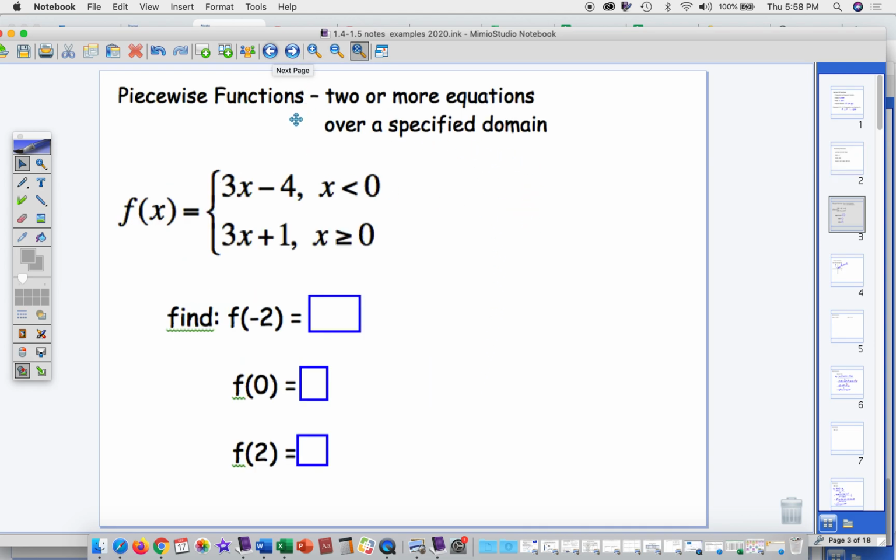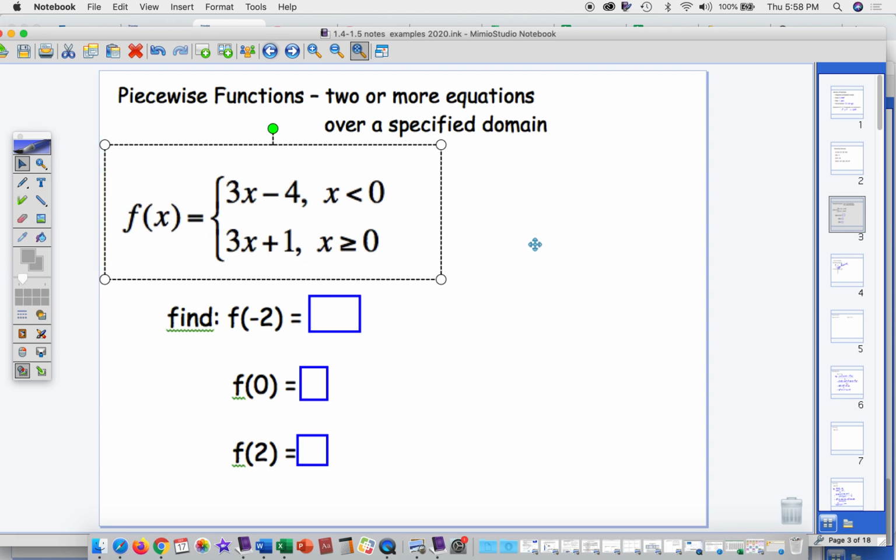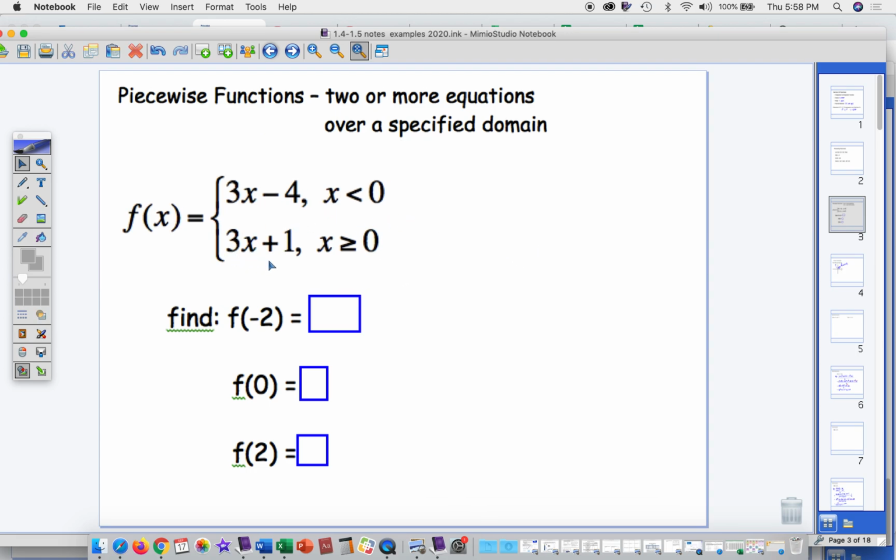Piecewise functions. You should have seen these in Algebra 2, right? They're created by two or more equations over a specified domain. So the first function is 3x minus 4, and the specified domain is where x is less than or equal to 0. The second function, 3x plus 1, is where x is greater than or equal to 0. So notice there's no overlapping here because we have an inclusive symbol and a non-inclusive symbol.